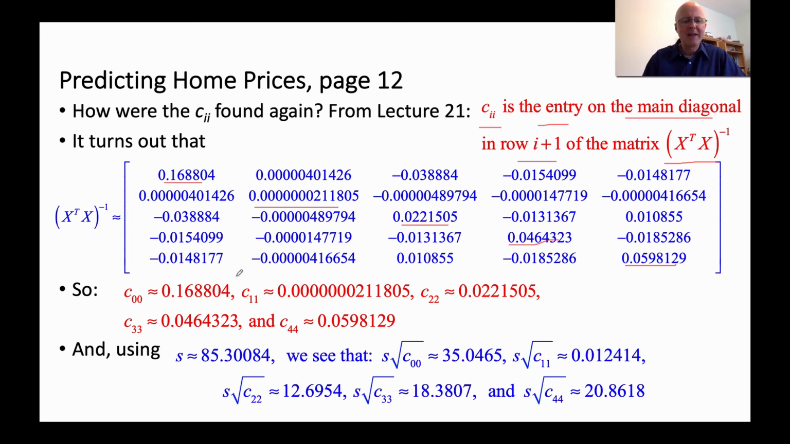And if we use the fact that S is about 85.3, we can also compute these products that we've seen before. And these numbers are those standard errors that we saw in the spreadsheet output. Okay, so you can take the time, maybe pause the video right now and double check these things right here.